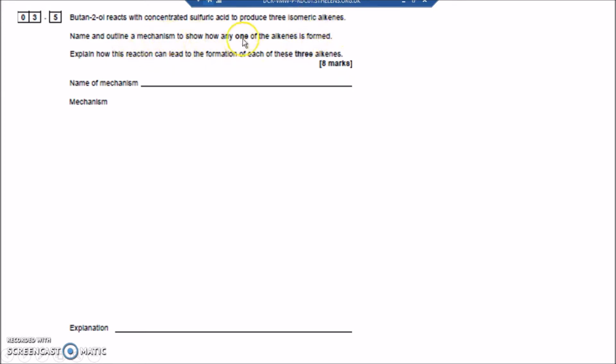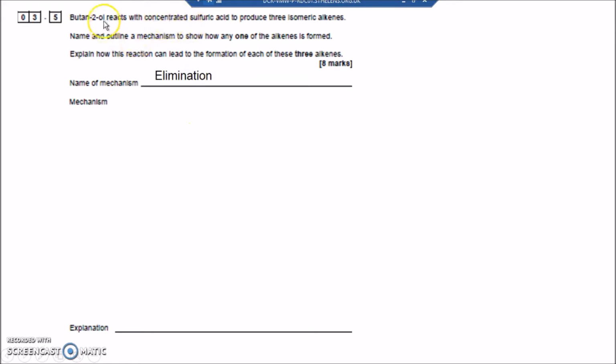Name and outline a mechanism to show how one of the alkenes is formed. So we've got a double bond and it's a mechanism. The mechanism type is going to be elimination because you're removing water, eliminating water from something. Explain how this reaction can lead to the formation of these 3 alkenes. Okay, so removal of water is elimination for a start. Let's have a look at the mechanism.